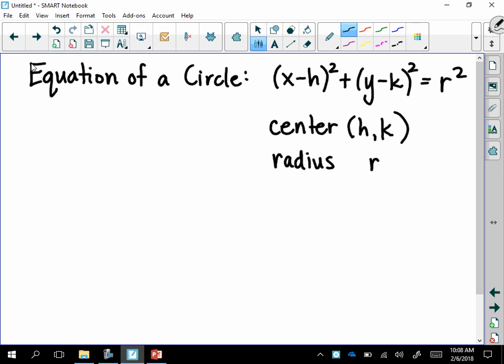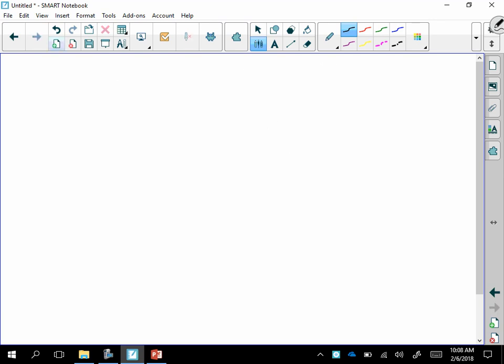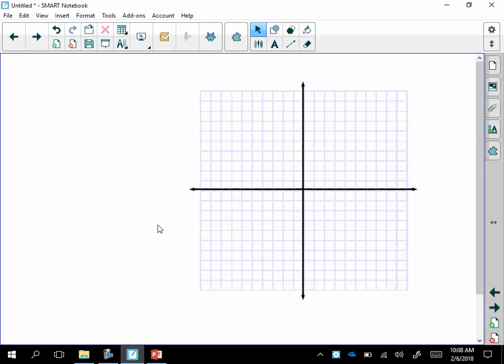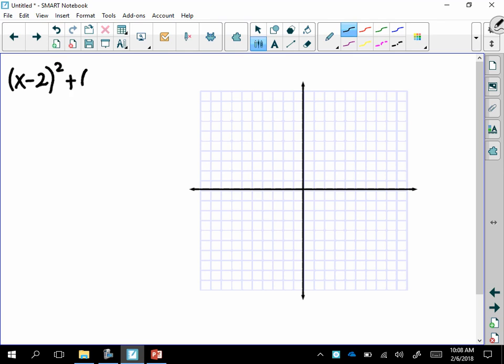So it's easy to graph circles when it's written in that form. If I were to give you the equation x minus 2 squared plus y plus 3 squared equals 9, and I asked you to graph that, well, that's the equation of a circle. It's x minus h squared plus y minus k squared equals r squared. So what you have to identify is the center and the radius. Radius is always pretty easy. What's the radius? 3. Right?